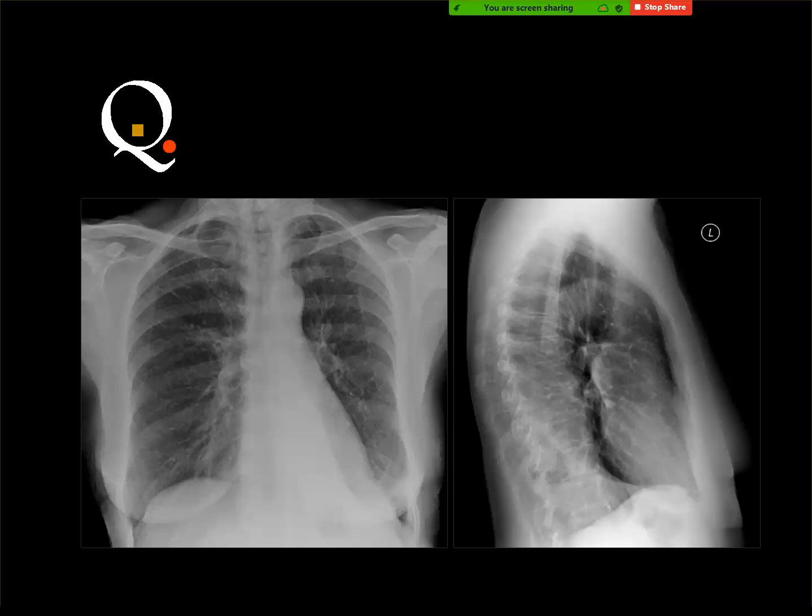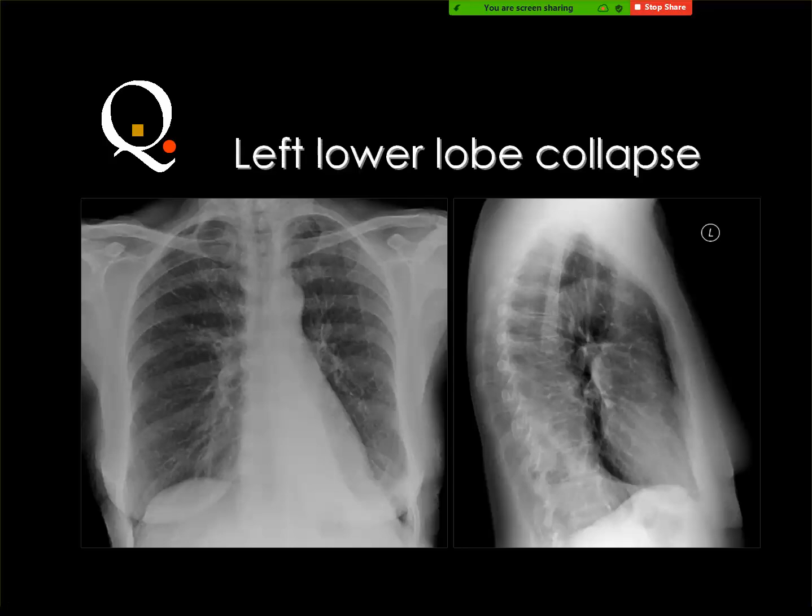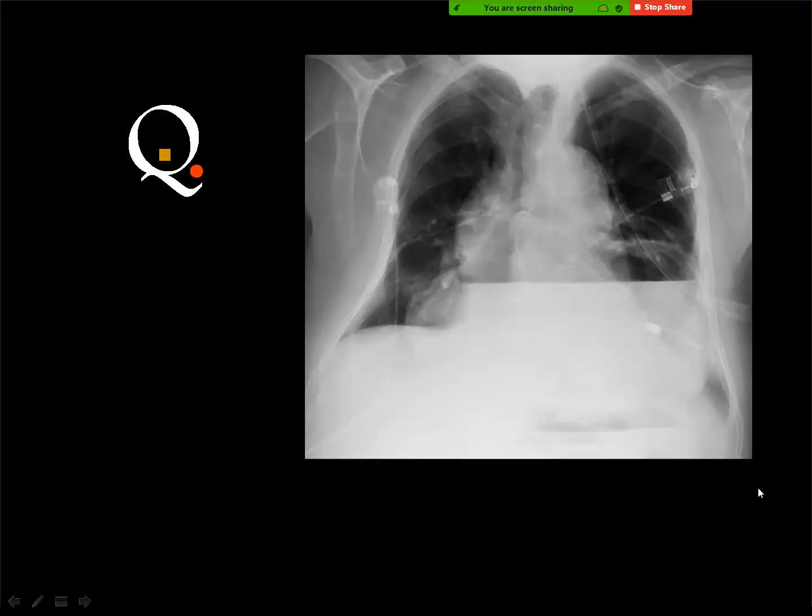Collapse. Lower lobe collapse. Left lower lobe collapse. Yes, very good. This is also a famous triangular opacity in the exam, a triangular opacity posterior to the heart, and in the lateral view it is projected on the spine. This is the classic appearance of left lower lobe consolidation collapse.